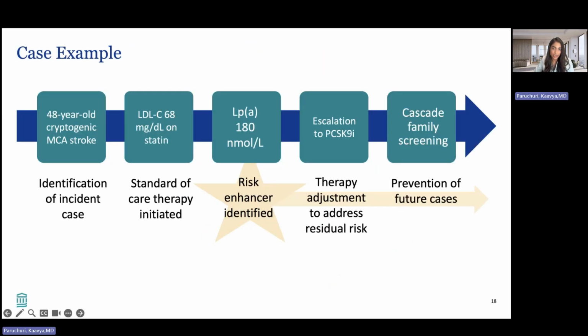To make this more concrete, let's consider the example of a 48-year-old with a cryptogenic MCA stroke. Their LDL-C is already well controlled at 68 milligrams per deciliter on statin therapy, but an LPA is checked and comes back elevated at 180 nanomoles per liter. That result really reframes the case and identifies LPA as a risk enhancer and justifies escalation of therapy, such as adding a PCSK9 inhibitor to address that residual risk. At the same time, it triggers cascade screening in the first-degree relatives, shifting the focus from a single stroke event to prevention of future events across the family.